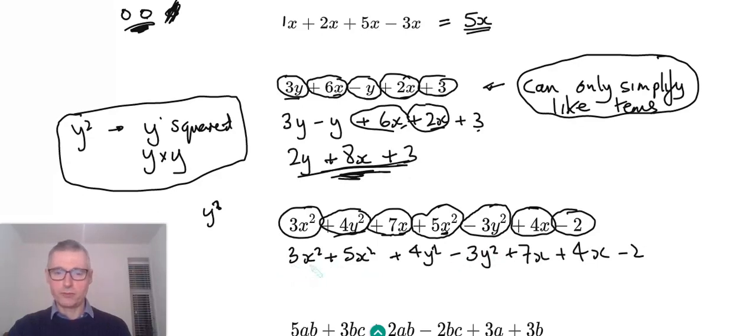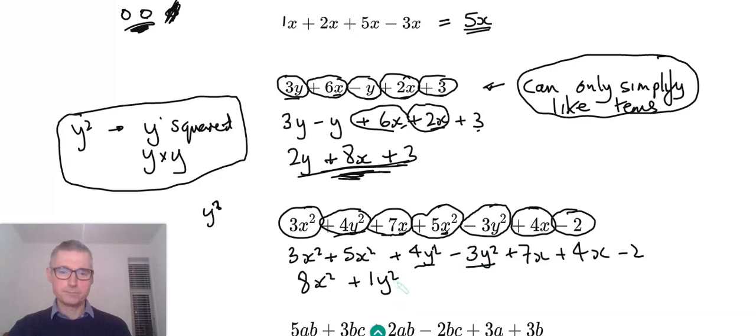So we've got a 3x squared and a 5x squared there. So what I'm going to do is add them together. So I'll get 8x squared. So 3 plus 5 is 8. So we've got 3x squareds plus 5x squareds gives us 8x squared. And the next thing we're going to do is look at the y squareds now. So we've got 4y squareds take away 3y squareds. So that's just 4 take away 3. So that's going to give us just 1y squared.